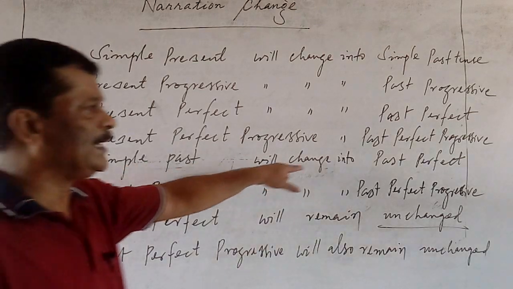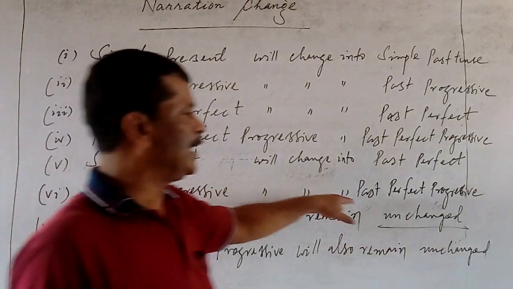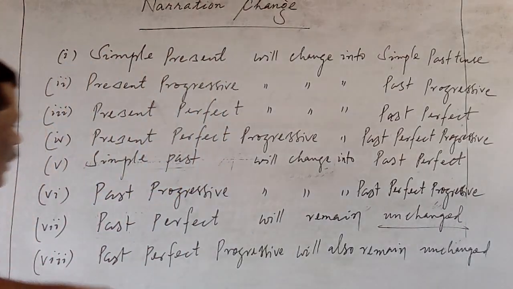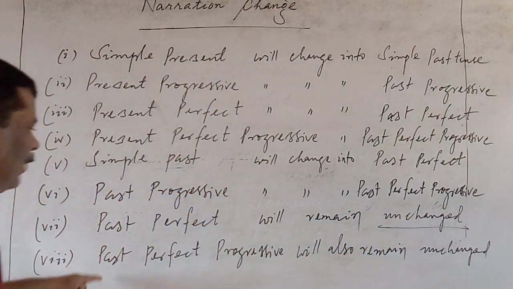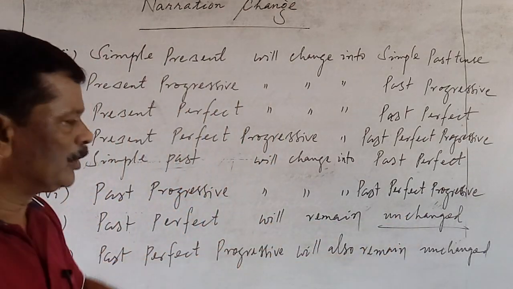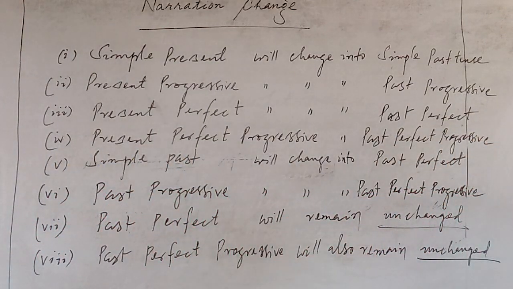Simple past will change into past perfect. Past progressive will change into past perfect progressive. Past perfect will remain unchanged. Past perfect progressive will also remain unchanged. Now I think I have made you acquainted with both the rules of narration change. Now, let us go through the examples.